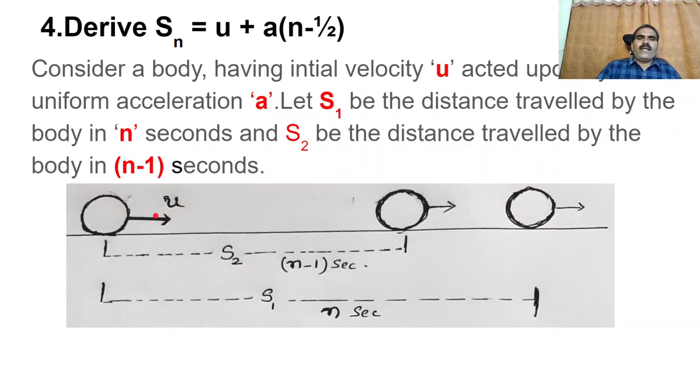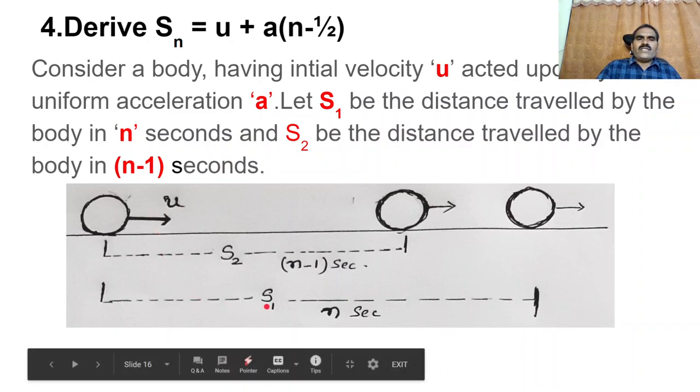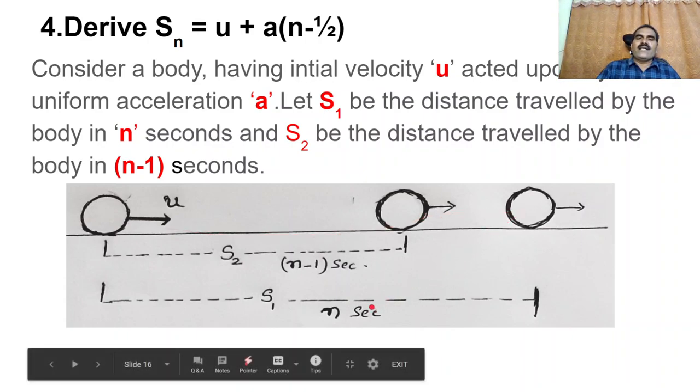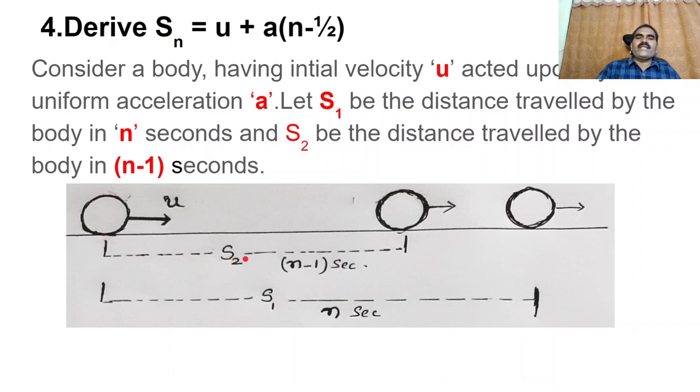Let s1 be the distance traveled by this moving body in n seconds. Means let this body travel from this position to this position. It takes n seconds. Let s1 be the distance traveled by the body in n seconds. Similarly, let s2 be the distance traveled by the same body in n minus 1 seconds.